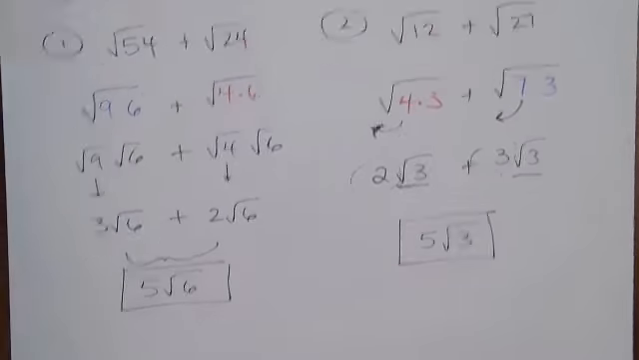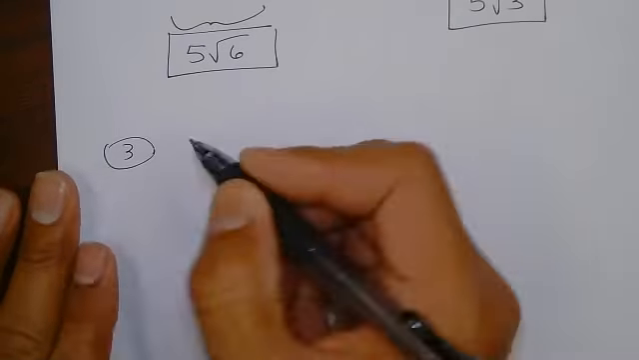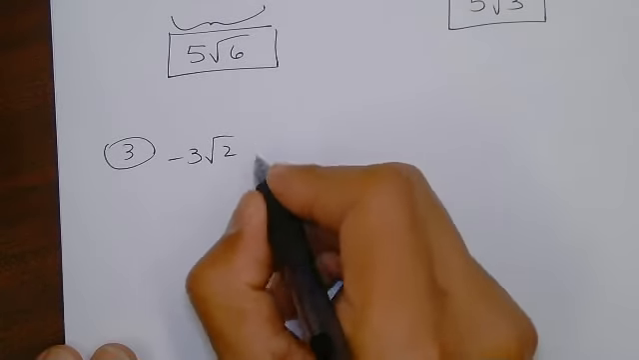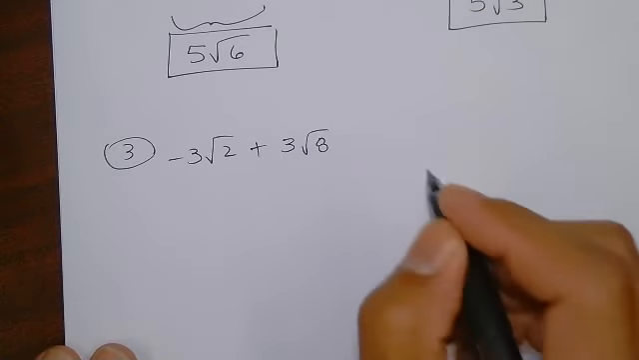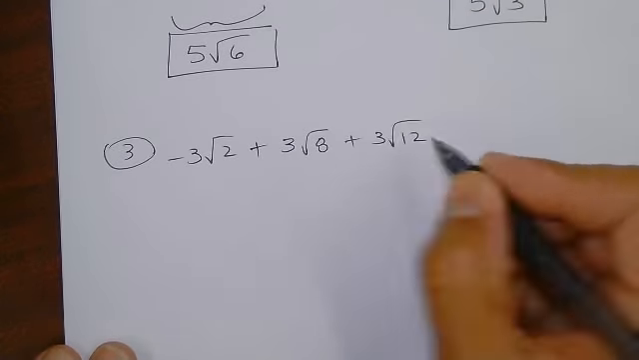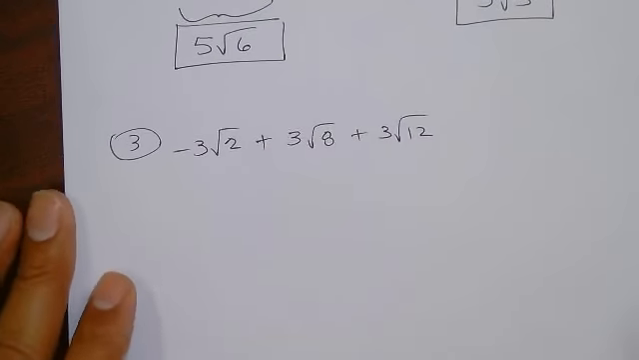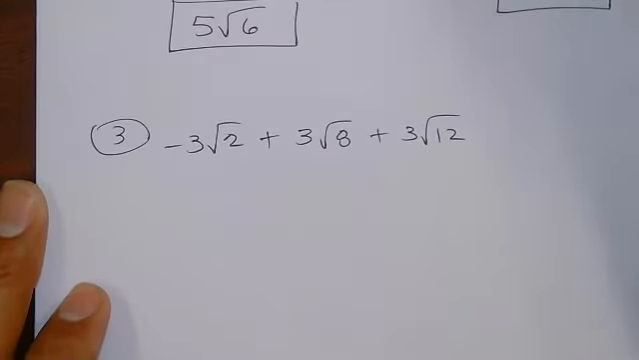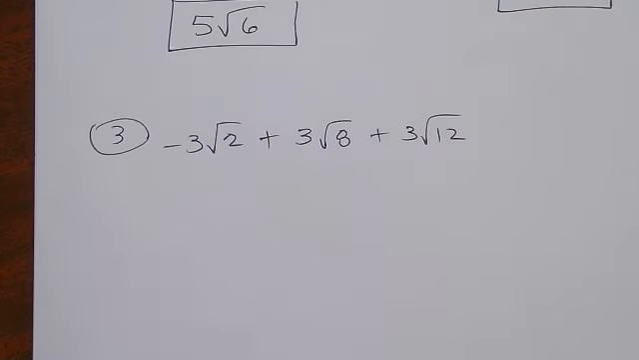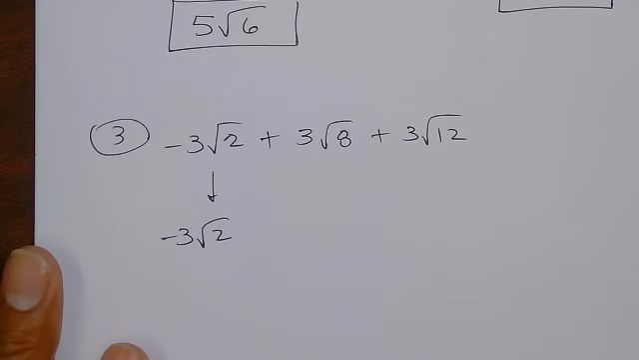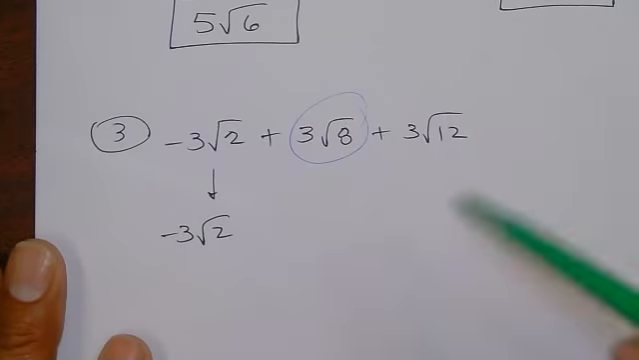Okay, we're good with the easy ones. Let's step it up. Number 3. What about negative 3 root 2 plus 3 root 8 plus 3 root 12? So they're just going to add like 1 or 2 more terms there, but we're doing the same thing. Some of these are not in their simplest form. Which one is in its simplest form? This one's already good. I don't need to touch this, so this one's just going to be on standby. But I do have to fix this one, and I do have to fix this one.